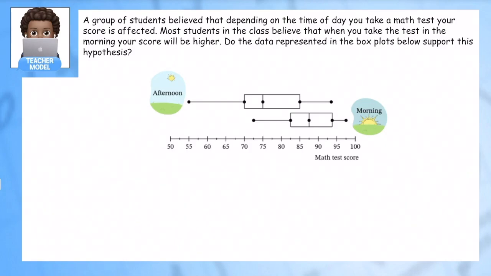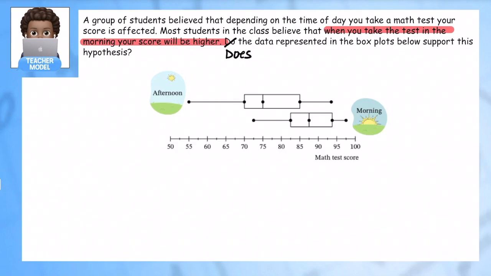A group of students believe that depending on the time of day you take your math test, your score is affected. Most students in class believe that when you take the test in the morning, your score will be higher. Does the data represented in the box plot support this hypothesis? So this is just a theory. Let's see, does that make sense here?